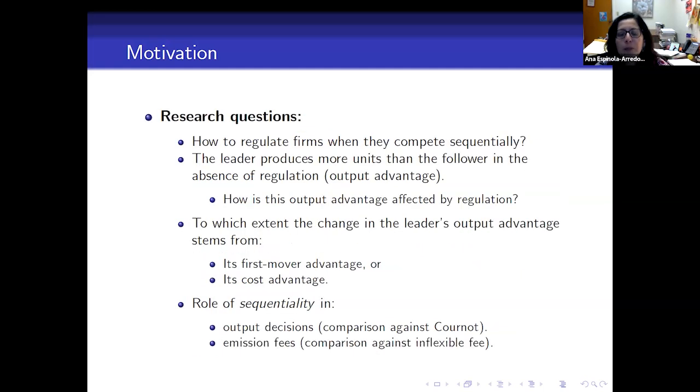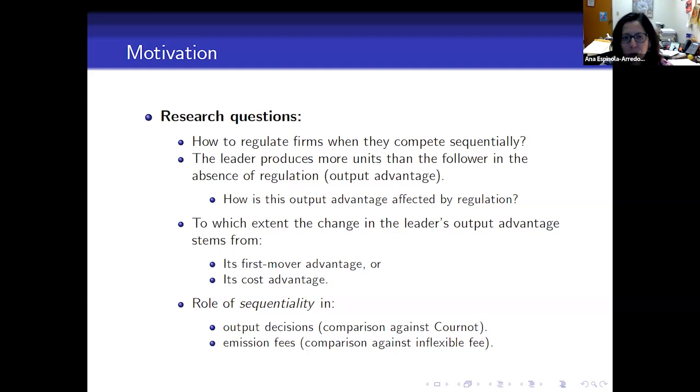More specifically, what we want to examine is how to regulate firms when they compete sequentially. Everybody knows that in a Stackelberg game, the leader produces more units than the follower when there is no regulation. And this is something that we call the output advantage. So now what we want to know is how this output advantage is affected by regulation. At this point, we will express the output advantage into two different elements. One of them will be the first mover advantage and the other the cost advantage. And we will examine how regulation affects these two elements.